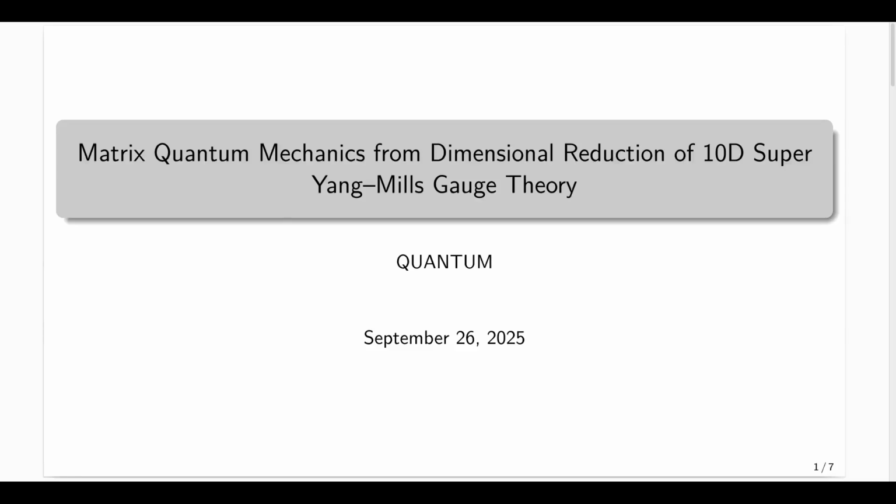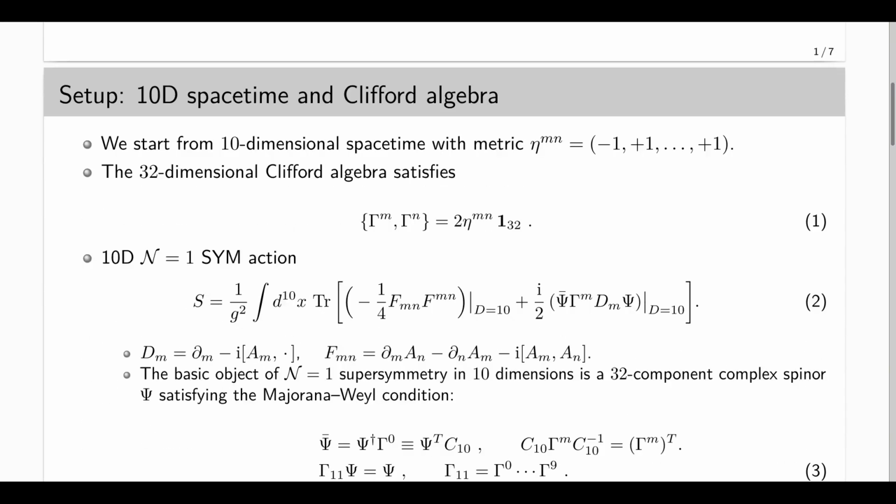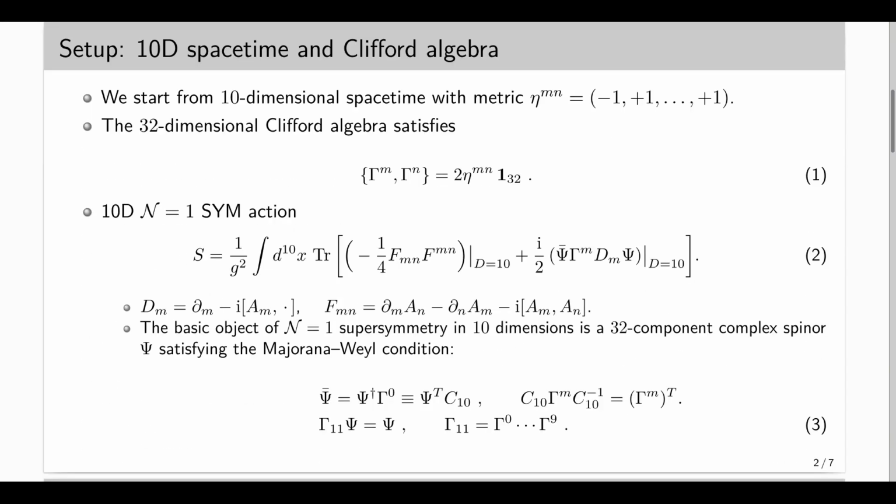Goal: derive the BFSS matrix quantum mechanics from 10-dimensional N=1 super-Yang-Mills by dimensional reduction. We start in 10 dimensions with 1 time and 9 space directions. The Clifford algebra in equation 1 fixes the gamma matrices, gamma^m, and sets our spinor conventions. Begin with a 32-component Dirac spinor. Imposing Majorana (reality) and Weyl (chirality) leaves 16 real components, i.e., 1/4 of the original real degrees of freedom.